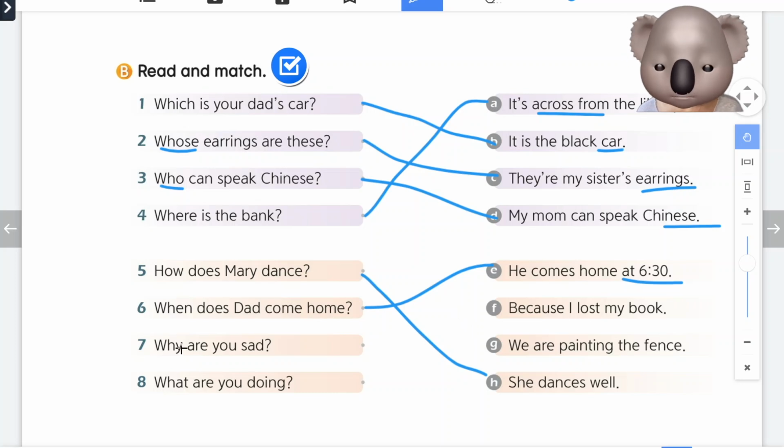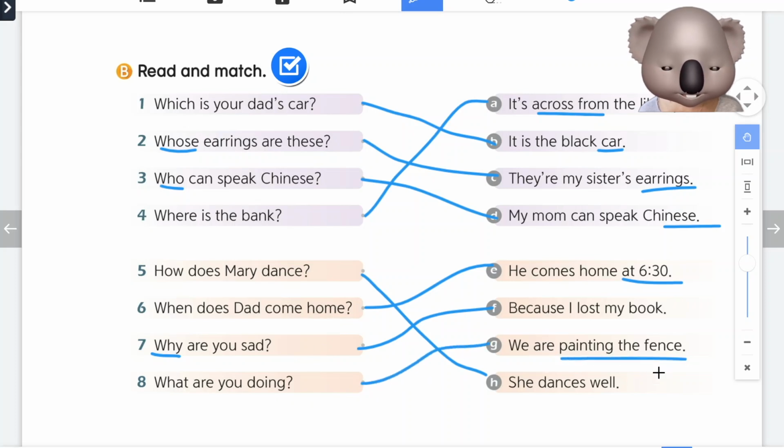Number 7, why are you sad? 여기 why가 있으니까 우리 답변에 because가 필요해요. Because I lost my book. Number 8, what are you doing? We are 뭐뭐 하고 있다? Painting the fence.